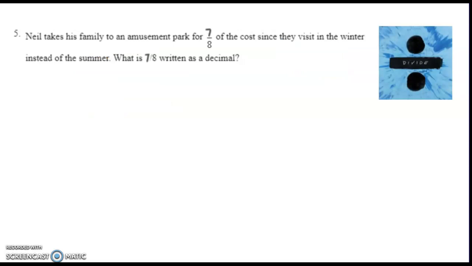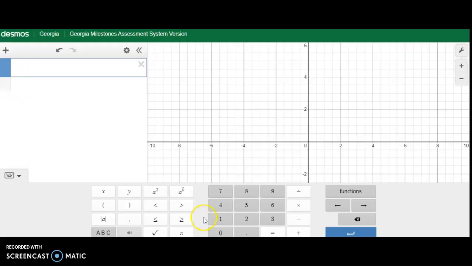Neil takes his family to an amusement park for 7/8 of the cost since they visit in the winter instead of the summer. What is 7/8 written as a decimal? So remember, to convert from a fraction to a decimal, we need to divide. Let's jump over to Desmos and divide that. So I am going to type in 7 divided by 8. And it tells me it's 0.875. So that is going to be my decimal.